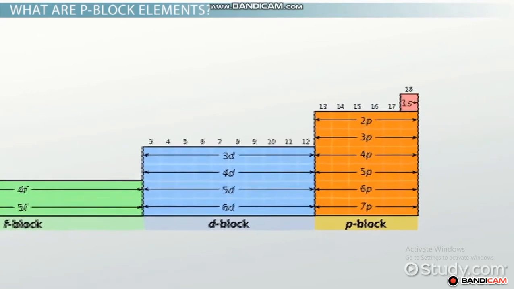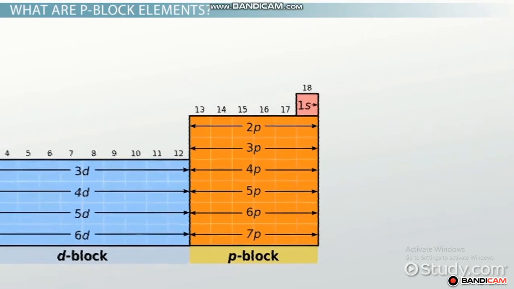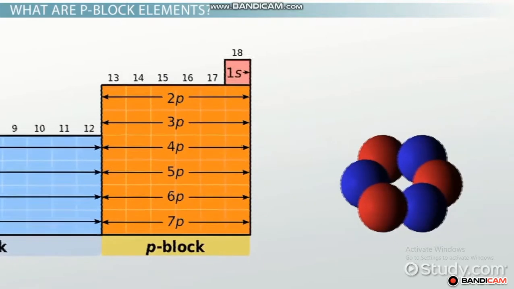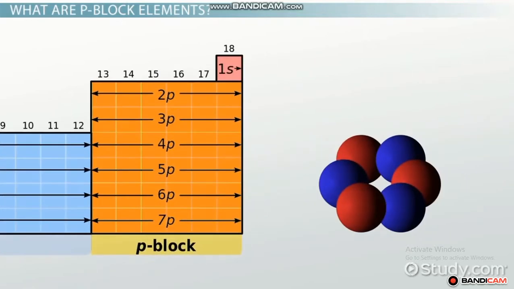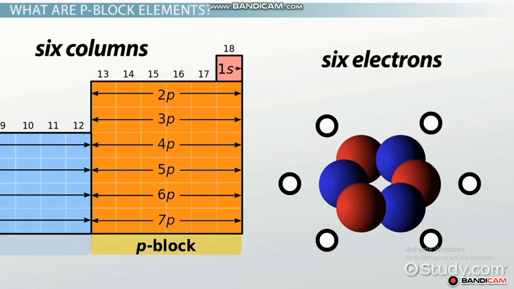P block elements are unified by the fact that their valence electrons, outermost electrons, are in the p orbital. The p orbital consists of 6 lobed shapes coming off a central point at evenly spaced angles. The p orbital can hold a maximum of 6 electrons, hence why there are 6 columns in the p block.